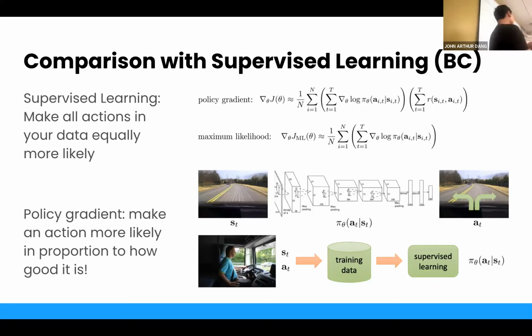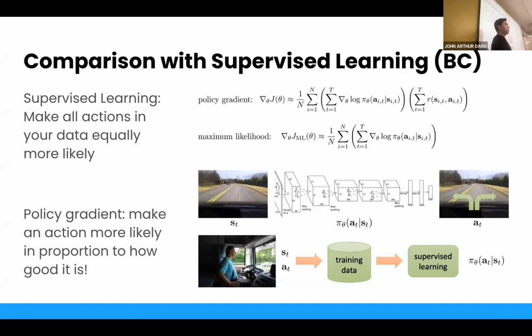So we're just saying, the human took this action in the state. We're going to make our neural network predict that more and more often. We're going to make that action more likely. With policy gradient, we have a term here for making that action more likely, but it's scaled by a reward, how good it is. So if it got really high reward, we're going to make that action a lot more likely than an action we saw in our data set that got very low reward.